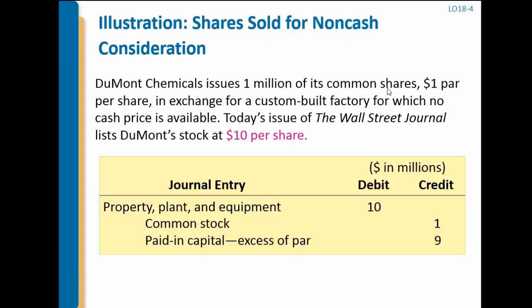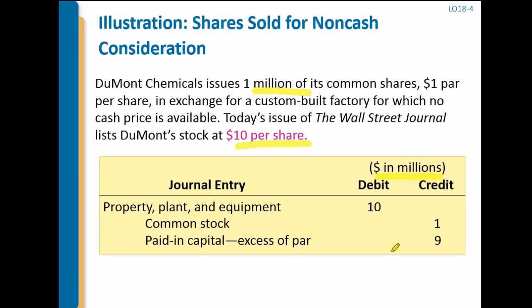Dumont Chemicals issues 1 million shares of its common stock of $1 par value in exchange for a custom building for which no cash price is available. Today's issue of the Wall Street Journal lists Dumont stock at $10 per share. So essentially we're recording this transaction based on the stock's value, because we don't know the value of the asset, but we do know the value of the stock. It seems like a kind of bizarre transaction.